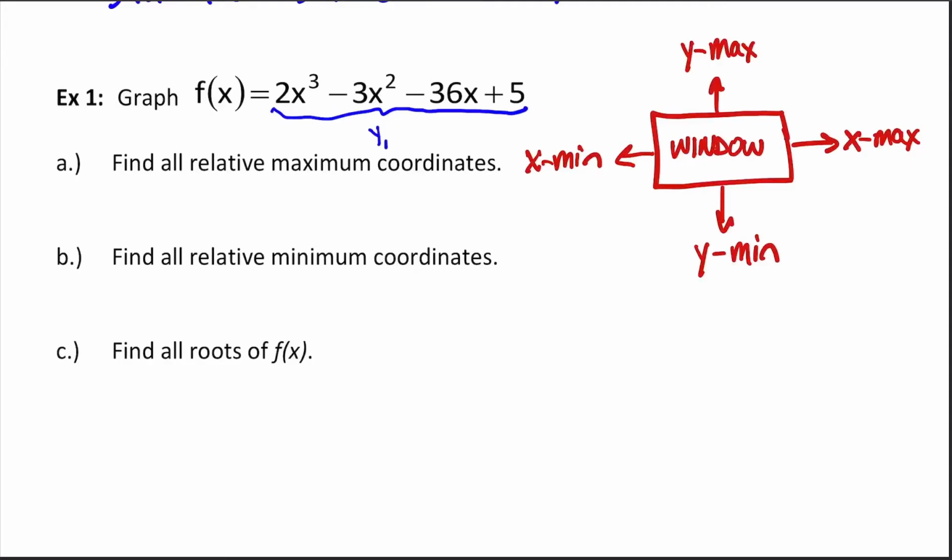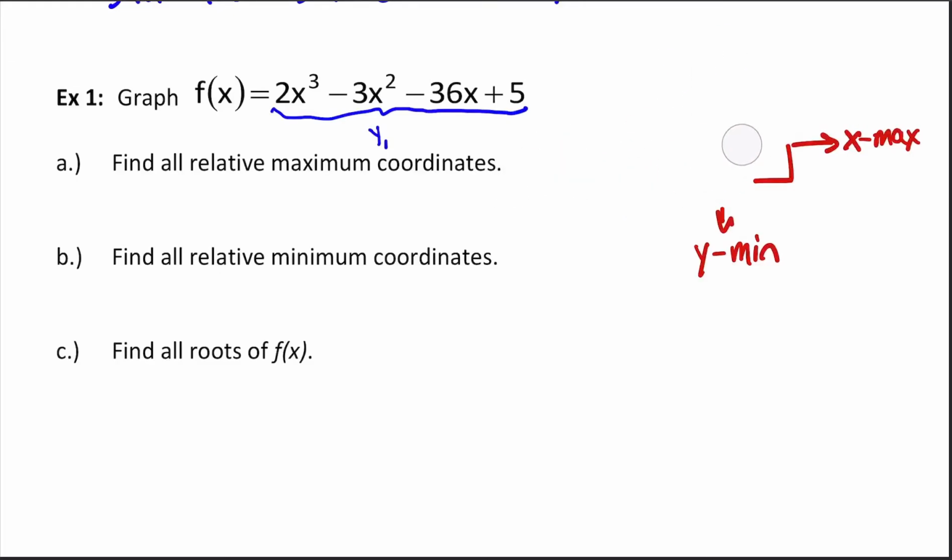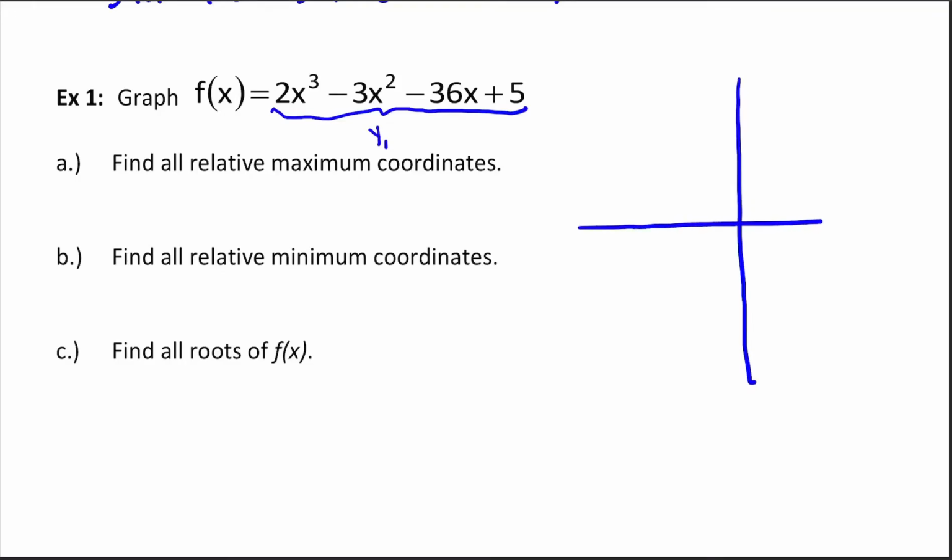Usually, you're going to have to adjust the window to make it fit because you're not going to see all the relative maxes or mins, okay? All right, so I'm going to put that into y1. I'm going to show you a sketch of my particular graph. Okay, so I get something that kind of looks like this after I've adjusted the window. And I'll show you guys what my window was.